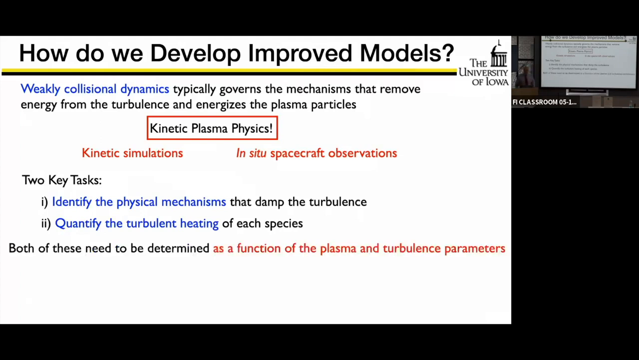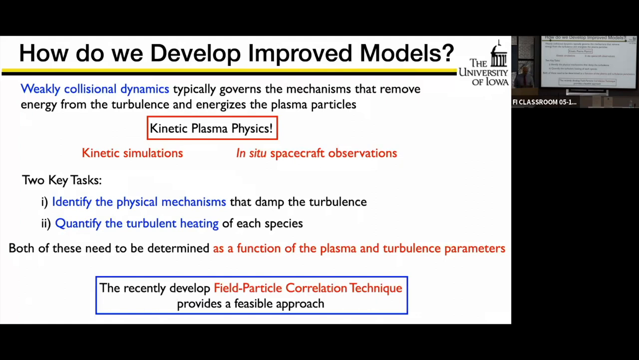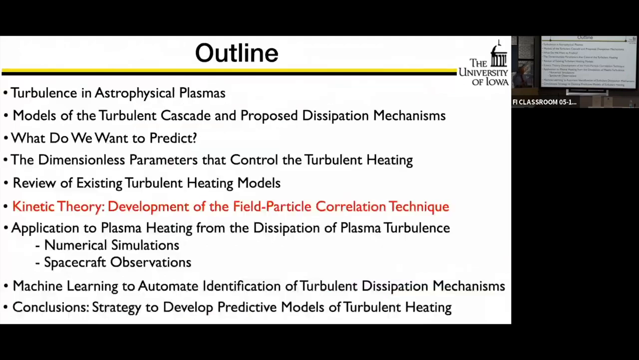And we want to do both of these as a function of those plasma and turbulence parameters that I went through before. So the recently developed field-particle correlation technique, which my group developed about 7 years ago, provides a feasible way to actually accomplish this. So for the next 20 minutes or so, I'm going to cover this technique, which is derived from kinetic plasma theory, and then show its application to actual turbulent systems, both simulations and spacecraft observations.